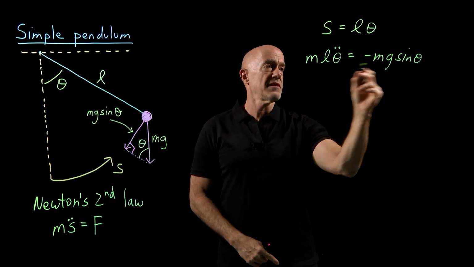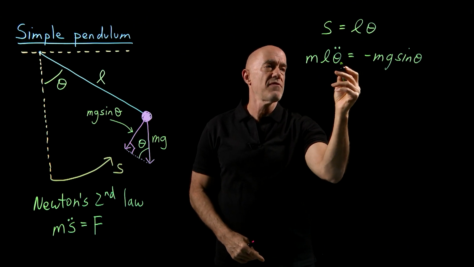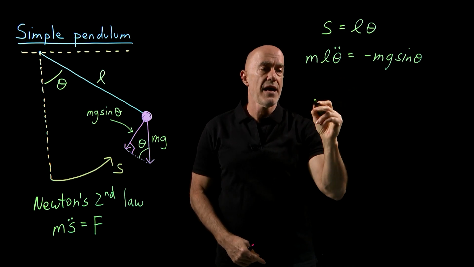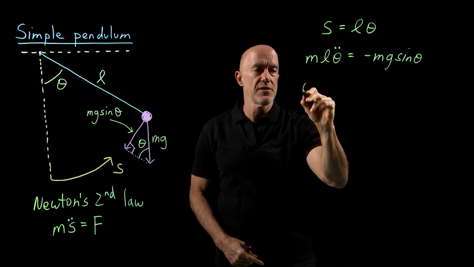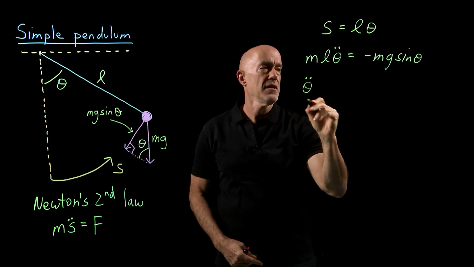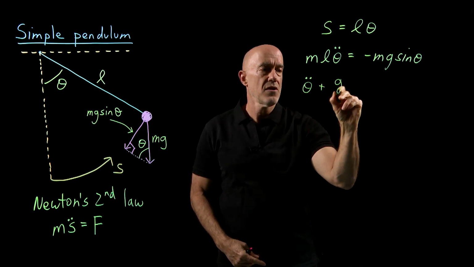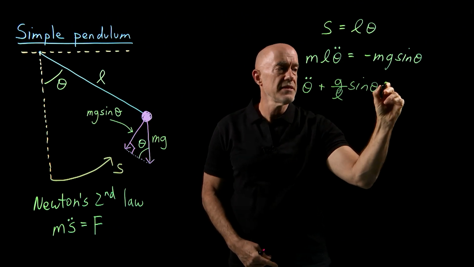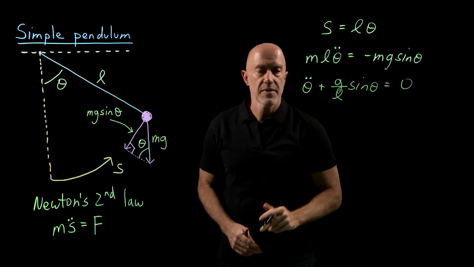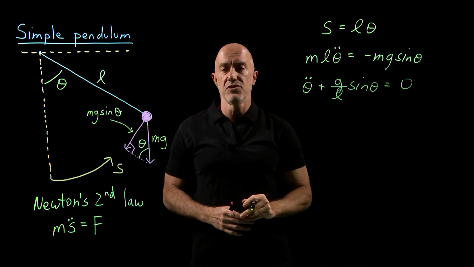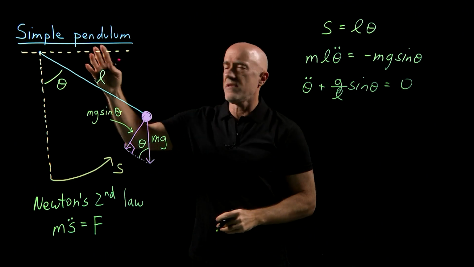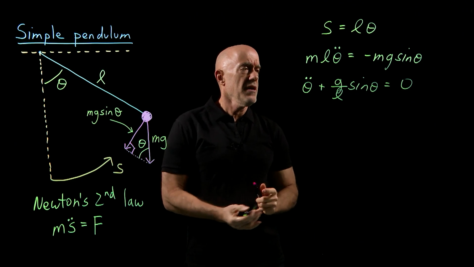We can simplify this a little bit. We can put everything on the left. We can divide through by m times L, and then we get the equation theta double dot plus g over L sine theta is equal to 0. This is the most famous equation for the simple pendulum.